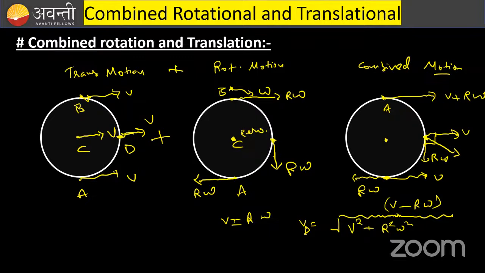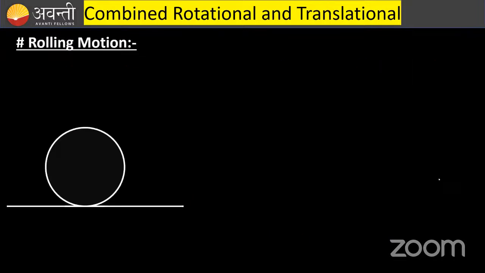Moving further. So now there is the rolling motion. What is rolling motion, or what is the difference between combined rotational and translational motion and rolling motion? Let me explain it to you. When I say combined rotational and translational motion, there may be a situation when the body is sliding as well.